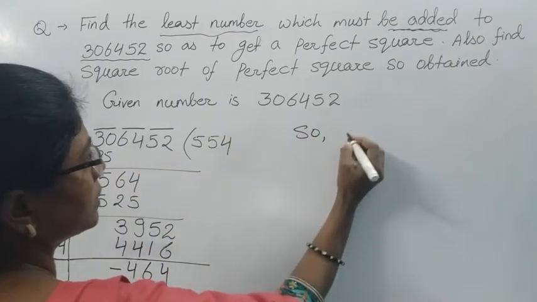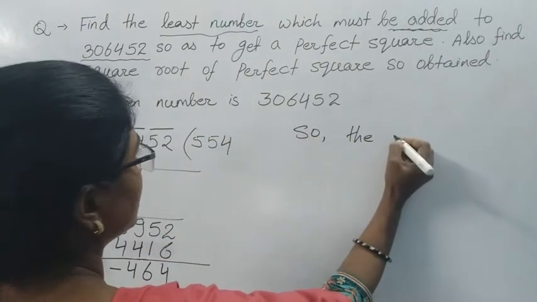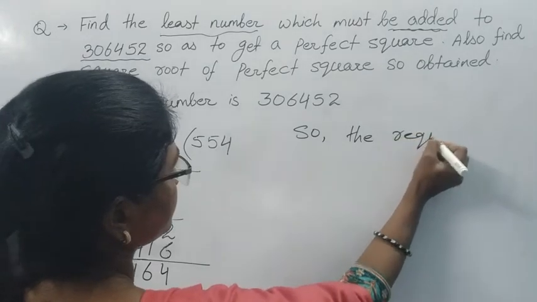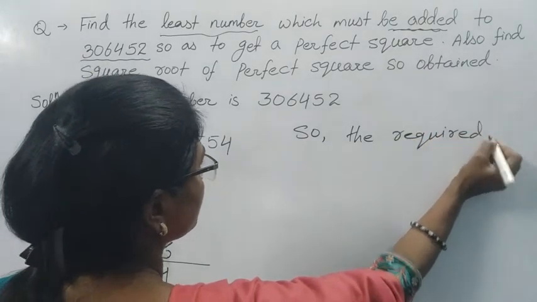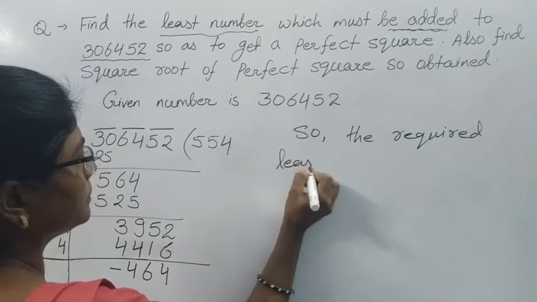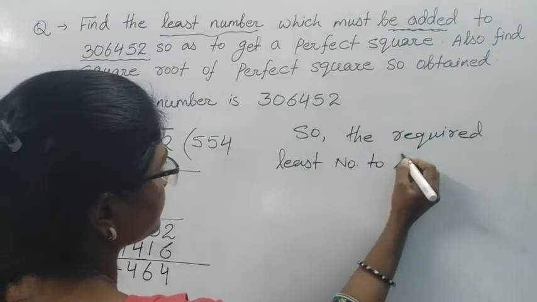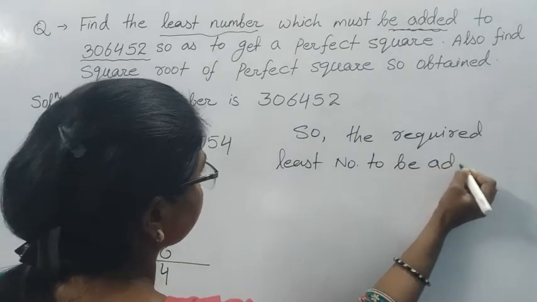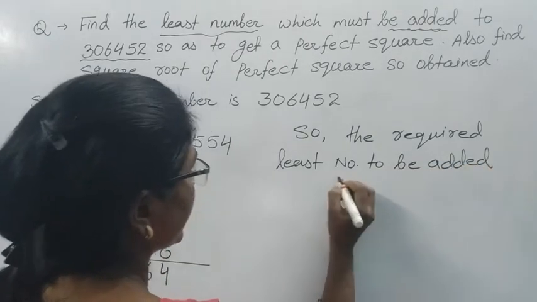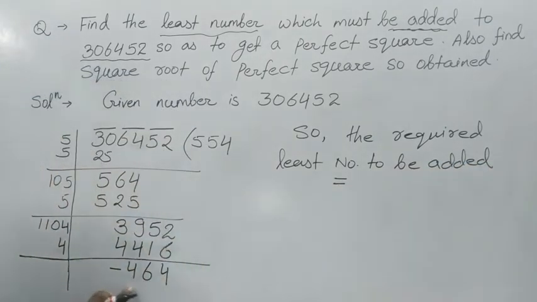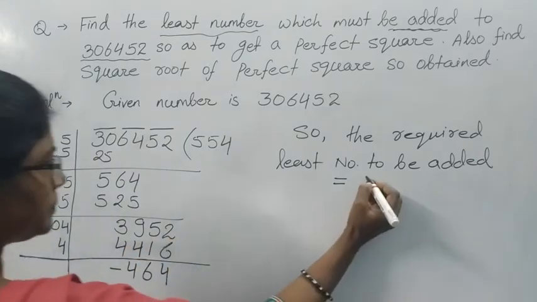So the required least number to be added is equal to 464.